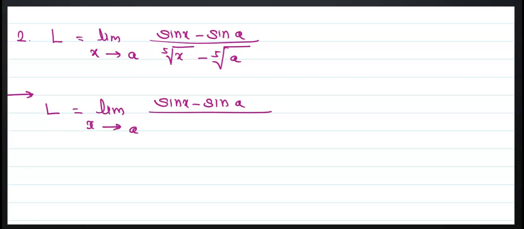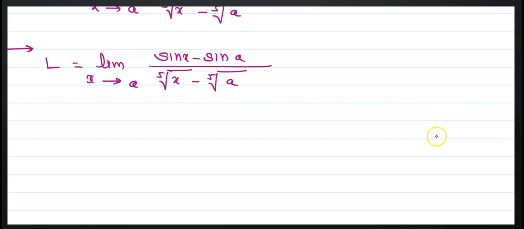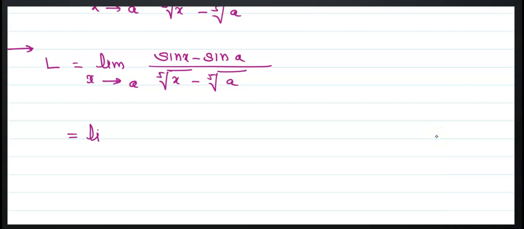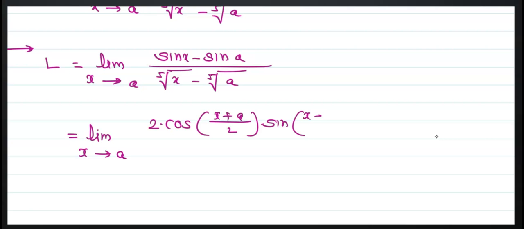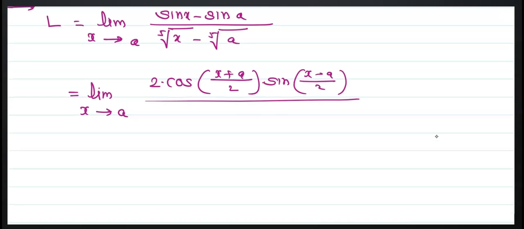L is equal to limit x tends to a of sin x minus sin a upon fifth root of x minus fifth root of a. Therefore, we will write like this now. Here we apply the formula for sin c minus sin d, that is 2 times cos of c plus d upon 2 into sin of c minus d upon 2.